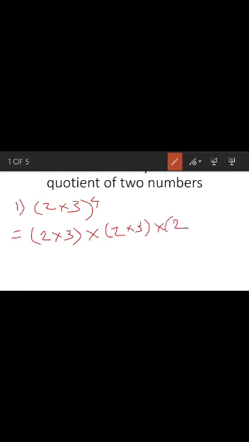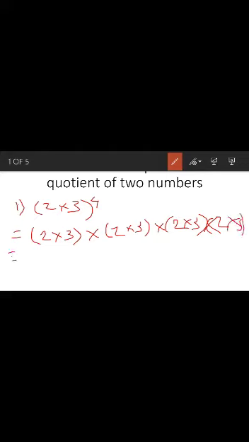First example we will take here: (2 multiplied by 3) raised to 4. Now see students, what we need to do here? We need to multiply this whole bracket. You know that raised to 4 means we need to multiply it 4 times. 2 multiplied by 3 multiplied by 2 multiplied by 3 multiplied by 2 multiplied by 3.